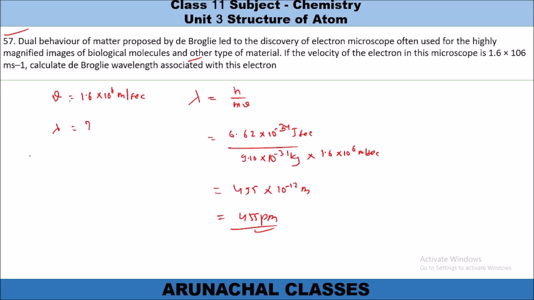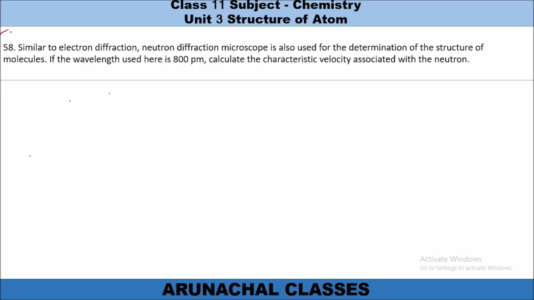Moving to question number 58. Question 58 is similar to electron diffraction. A neutron diffraction microscope is also used for the determination of structure of molecules. If the wavelength used here is 800 picometer, calculate the characteristic velocity associated with neutron. So here de Broglie wavelength is given as lambda equal to h upon mv. So we need to find out v. So v will be equal to h upon m lambda.